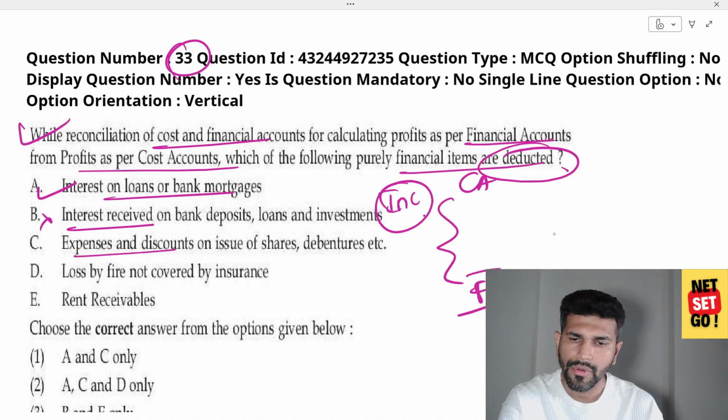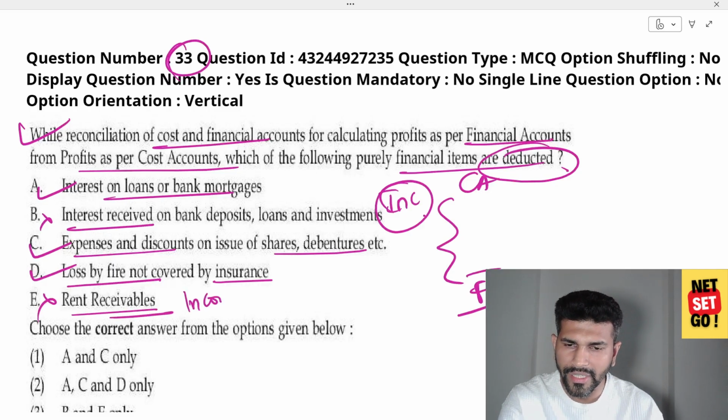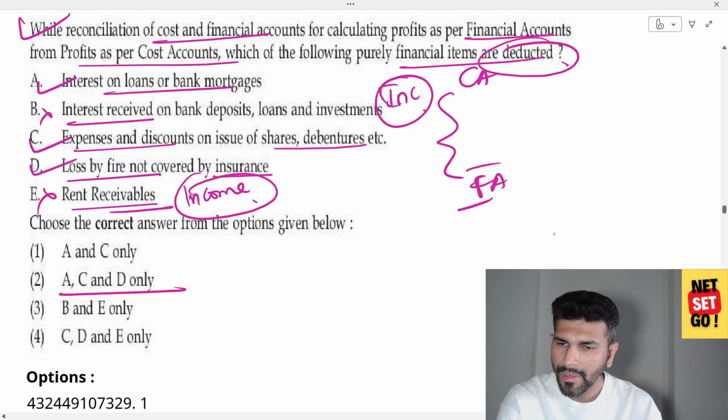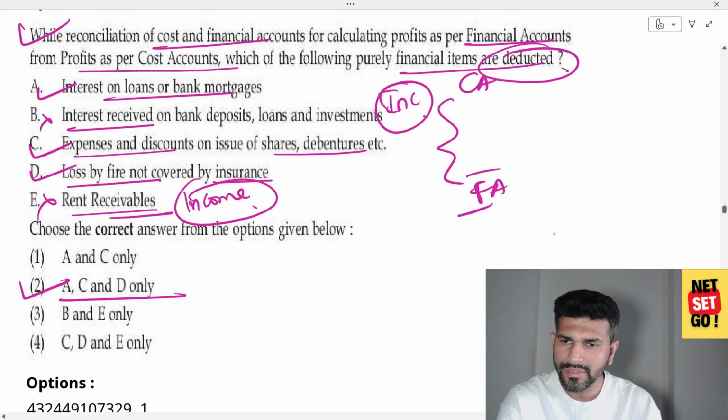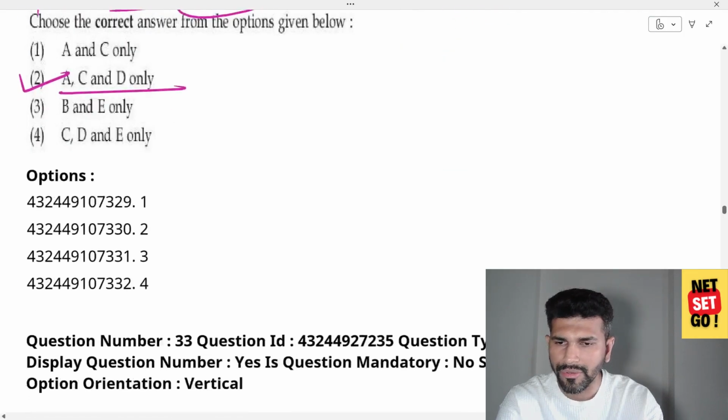Expenses and discounts on issue of shares and debentures are deducted. Loss by fire not covered by insurance is also deducted. And rent receivable E is financial income. It is added, not deducted. So B and E are not deducted. A, C, D is the correct answer. Option 2 is the correct answer. Only these three items are deducted because they are expenses. And B and E are not deducted, they are added because they are financial incomes.